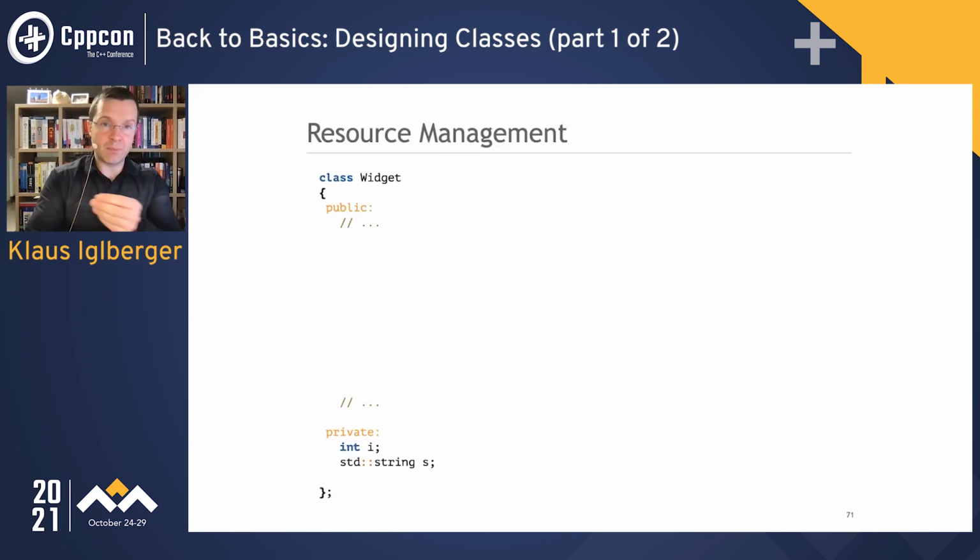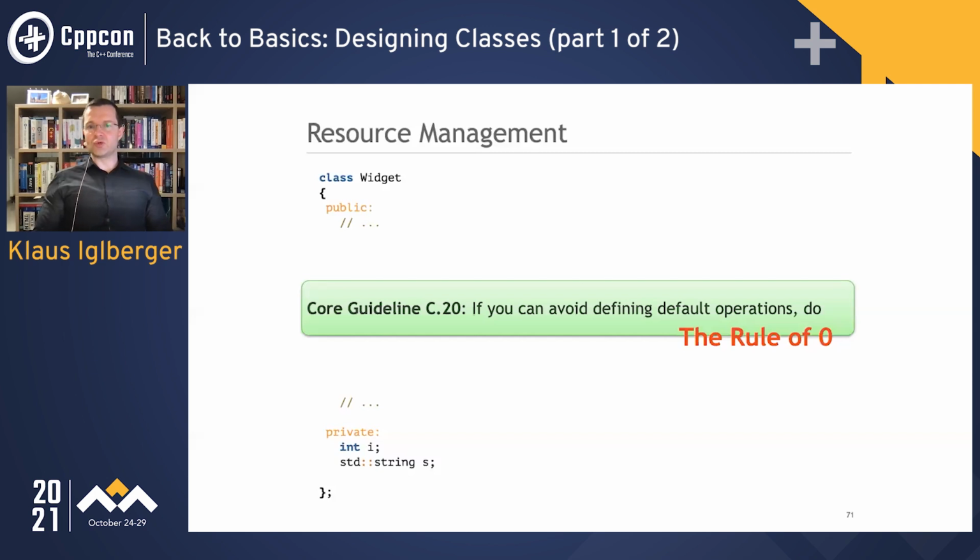The compiler will implement these functions for us. This is why they're special member functions. And this is what we know as the rule of zero, or core guideline C.20: if you can avoid defining default operations, do. That is simple. And again, if I don't write code, that code is easy to change. I don't have to change anything. That's the simplest thing that can happen. So in that case, keep your class super simple. Sometimes this works, and hopefully it works as often as possible.